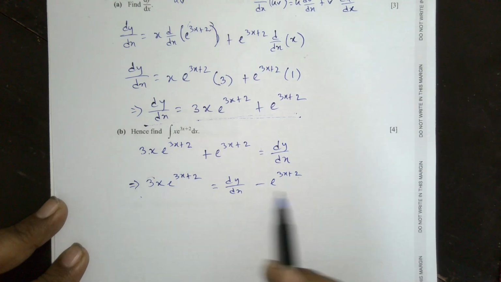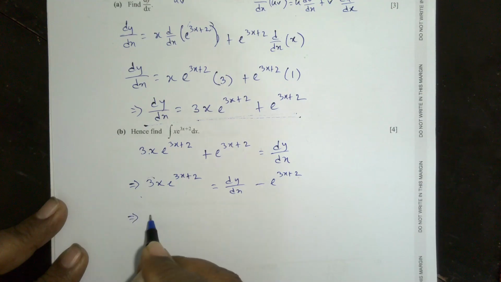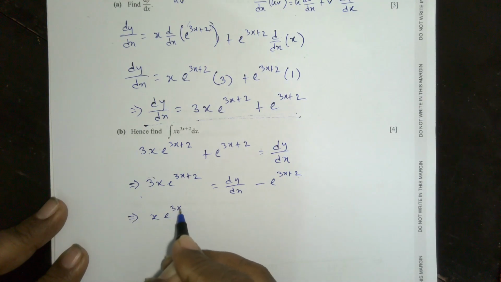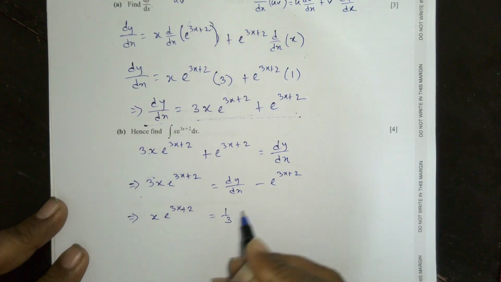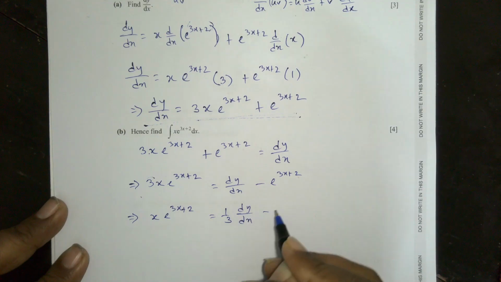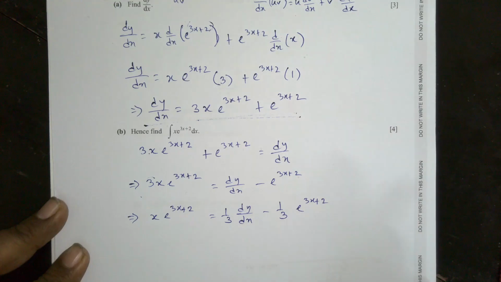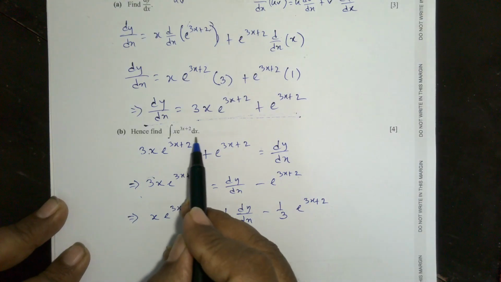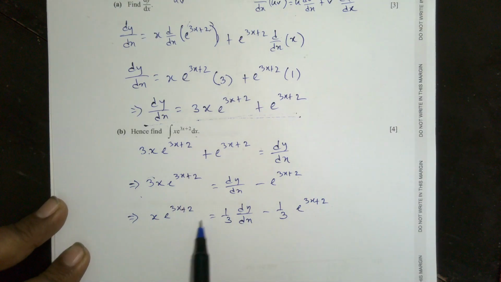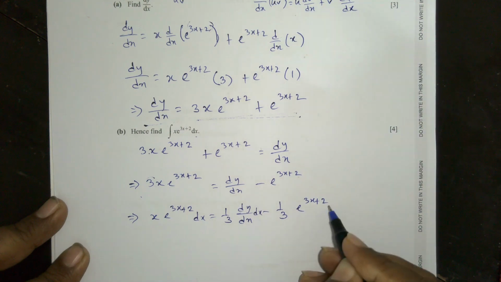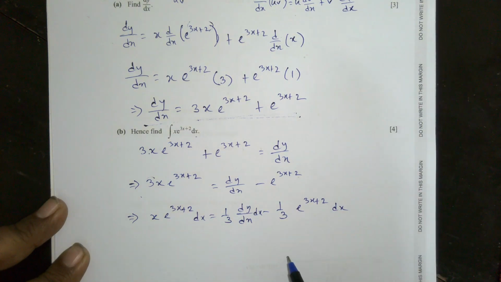So let's divide the entire equation by 3. Now I will have x times e to the power 3x plus 2 is equal to 1/3 of dy over dx minus 1/3 of e to the power 3x plus 2. We are almost there, but one thing is still missing. Here another dx is multiplied, but here we don't have any dx, do we? No. So what can I do? I can multiply a dx here, here, and here. Now this dx and this dx get cancelled out.